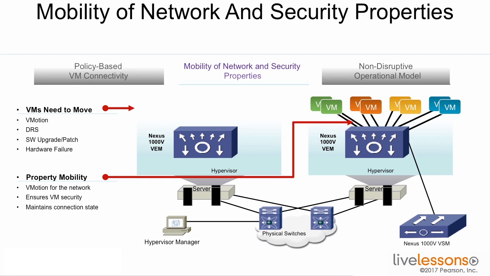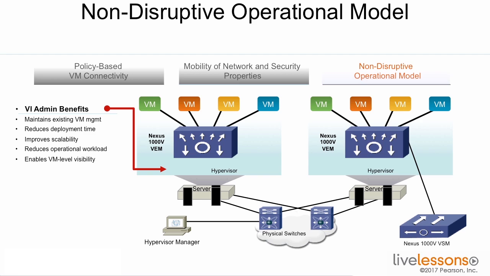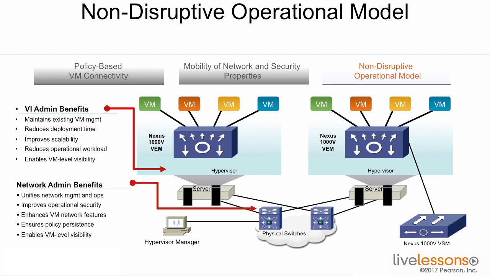This ensures that we maintain our connection state, that the security follows the VM, and that your network is easy to administer. For the virtual infrastructure admin, this reduces deployment time, improves scalability, and reduces operational workload. It also increases VM level visibility. For the network admin, this improves operational security, enhances VM network features, and ensures policy persistence as well as enables VM level visibility.